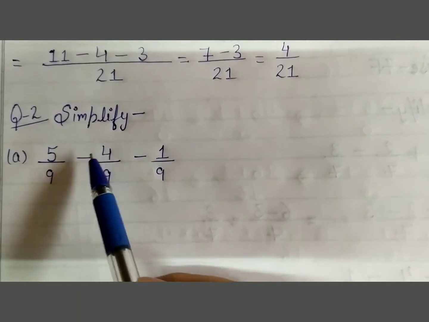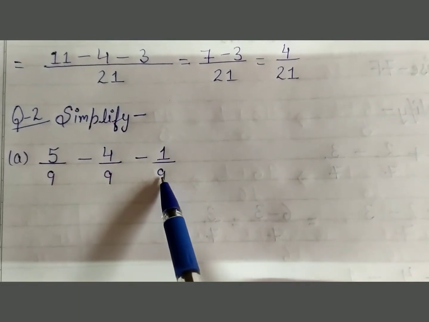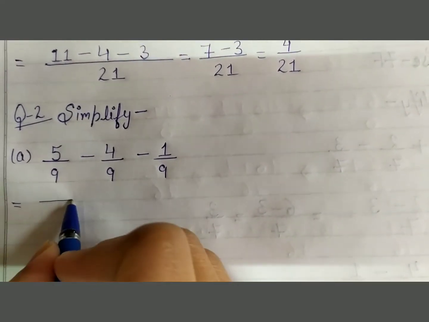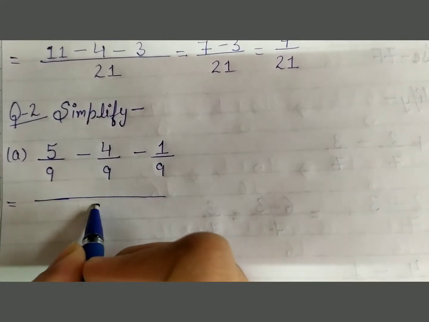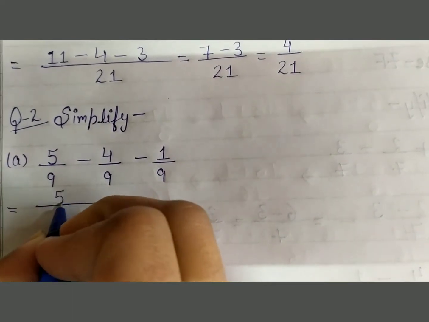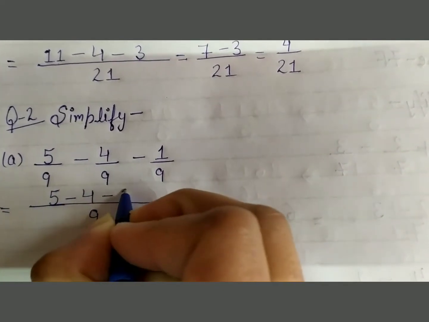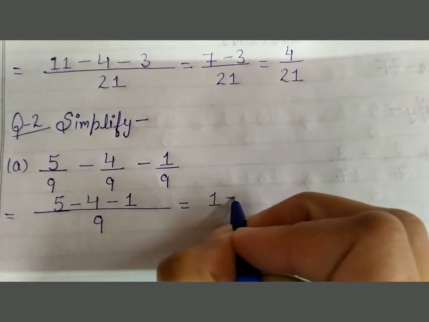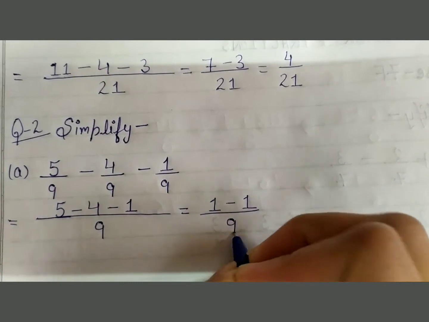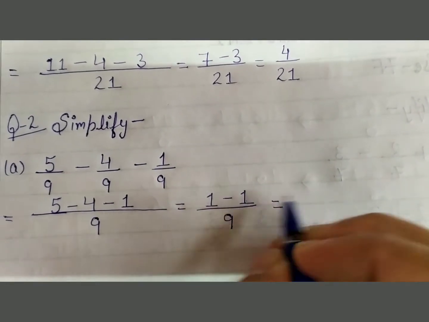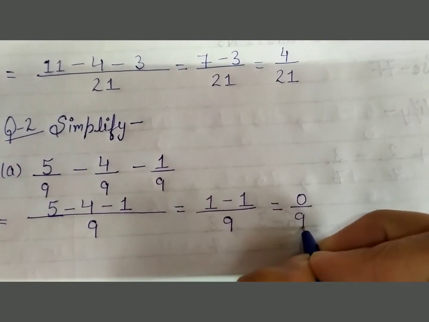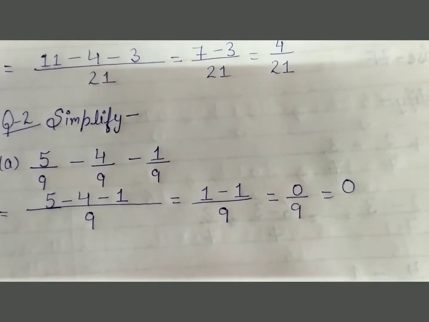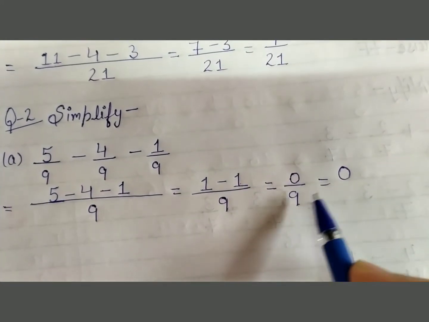Next, question 2. Simplify 5 upon 9 minus 4 upon 9 minus 1 upon 9. Since the denominator is the same, write 9 as it is in the denominator. 5 minus 4 minus 1 equals 5 minus 4 is 1, minus 1 as it is, upon 9. 1 minus 1 equals 0 upon 9. Children, 0 upon 9 equals 0. Your answer is 0. That is 0 divided by 9 equals 0.